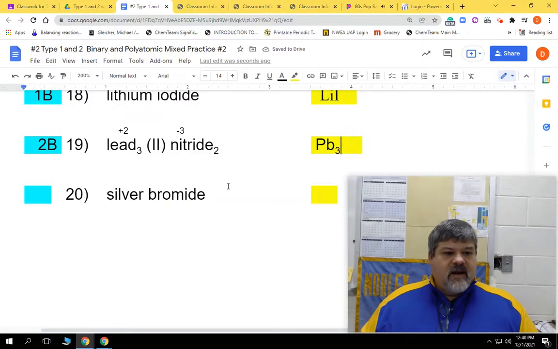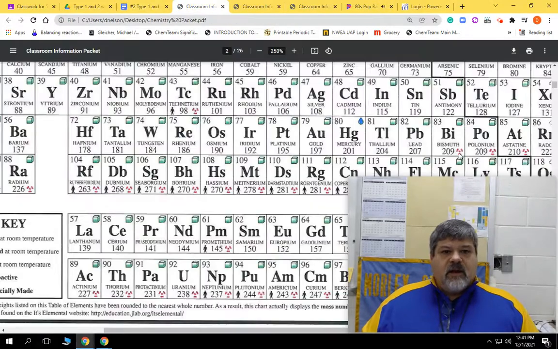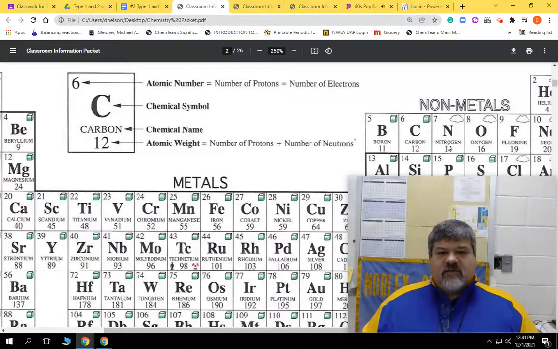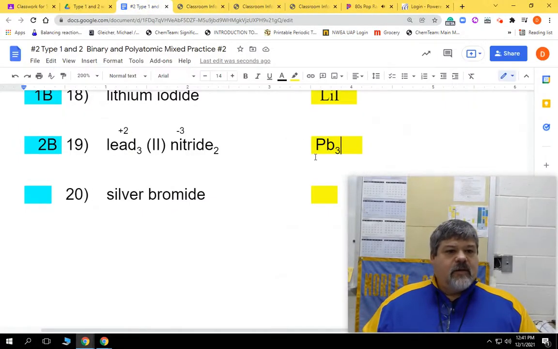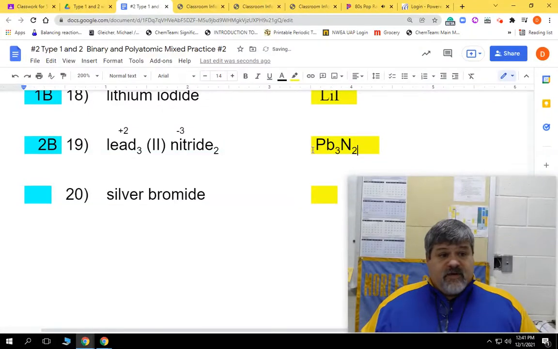And then I do nitride, or nitrogen. And if I scroll up here, nitrogen is right there. Okay, so I got the symbol for that. I don't need the spelling, I need the symbol. N, but I need 2 of them, so we're going to do that. So there's our formula for lead(II) nitride, Pb3N2.